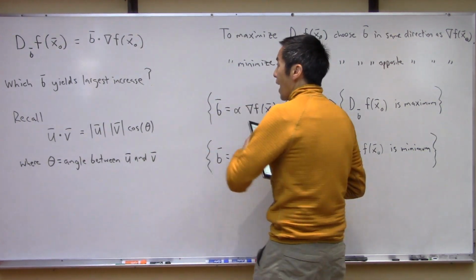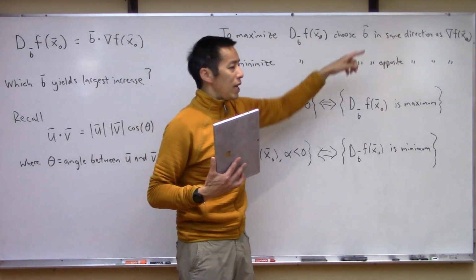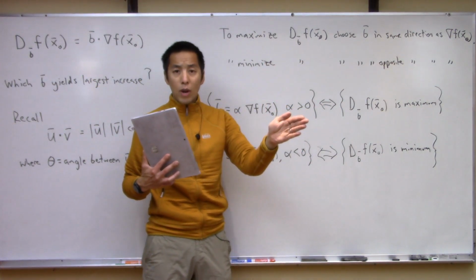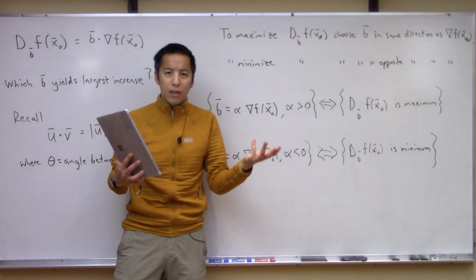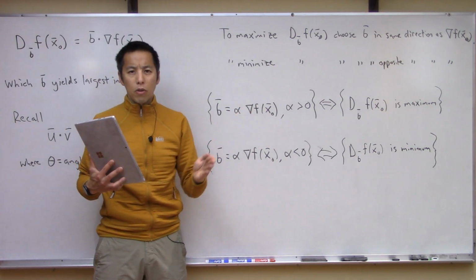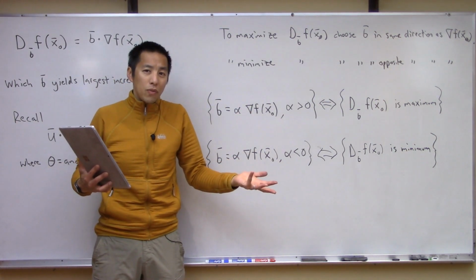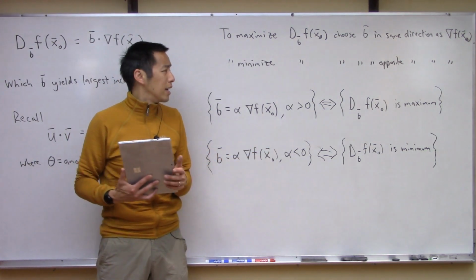So to maximize this directional derivative value, you want to choose b to be in the same direction as the gradient. Which makes perfectly good intuitive sense if you go back to our discussion of climbing uphill: the gradient points uphill. So if you want to increase the function value as much as possible, just go in that direction. That's all this is saying.